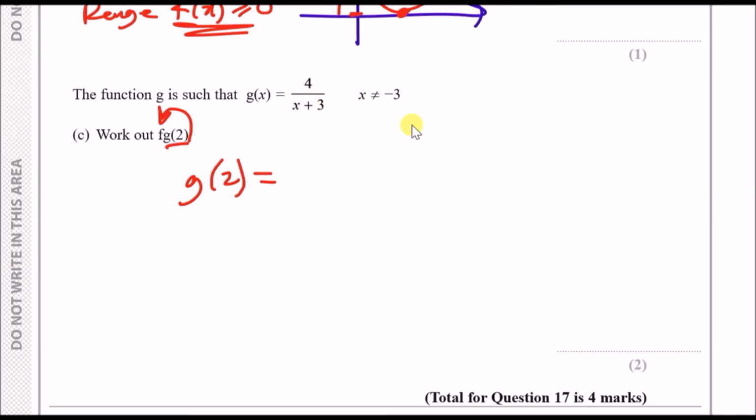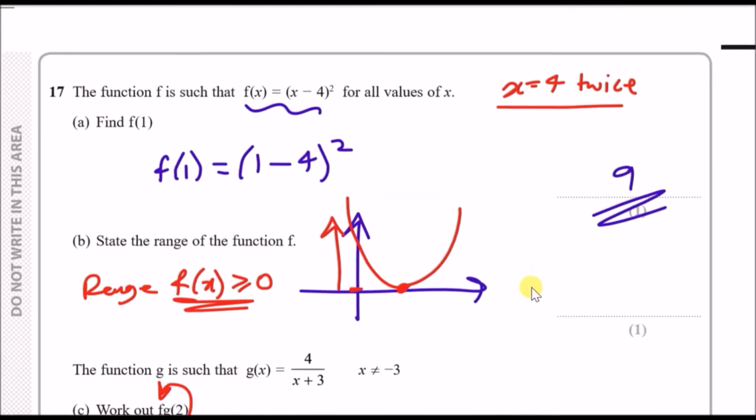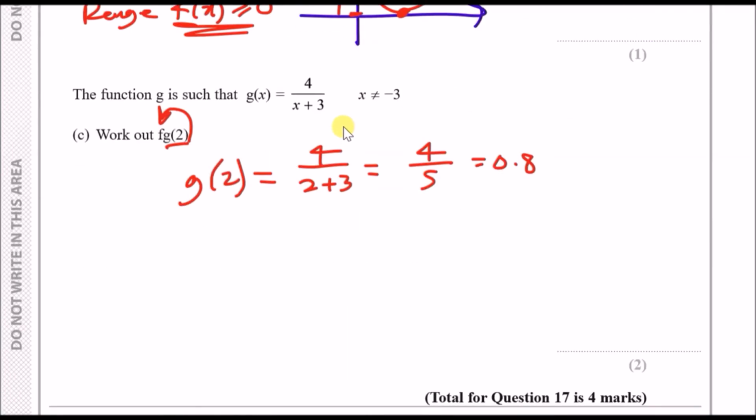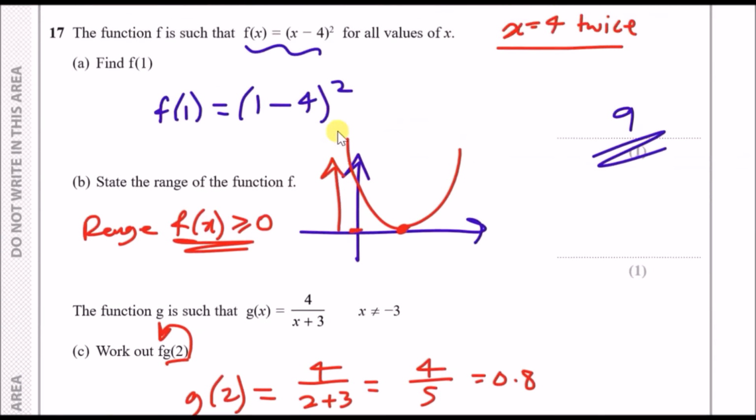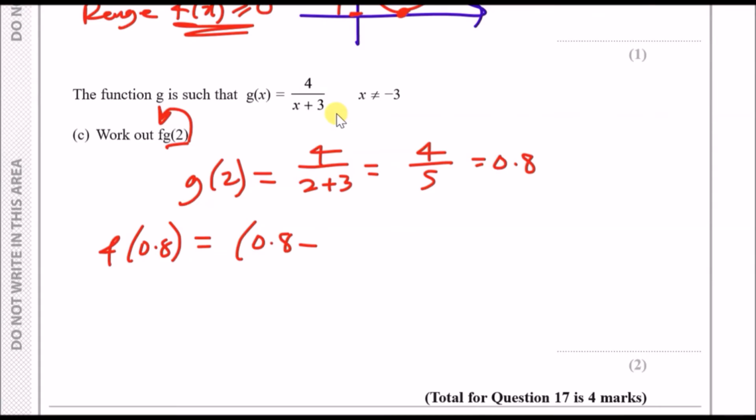So f of 2 plus 3 is actually 4/5, which is 0.8 if you like. And now you're going to put this 0.8 into f(x). So we can say f(0.8) is going to be (0.8 minus 4) all squared, and this is going to give us a nice result of 10.24. And that's functions done for you.